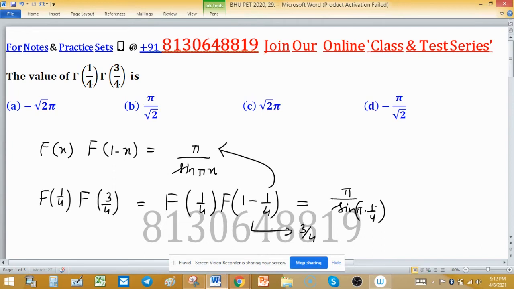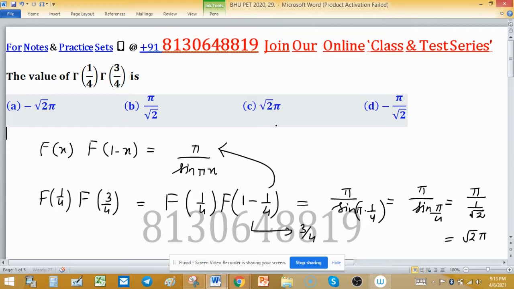Sine pi into 1 by 4. This is equal to pi upon sine pi by 4. The value of sine pi by 4 is 1 upon root 2. So pi upon 1 upon root 2 is equal to root 2 pi. Root 2 pi is option C. So option C is correct.